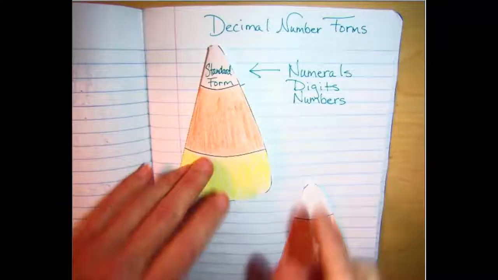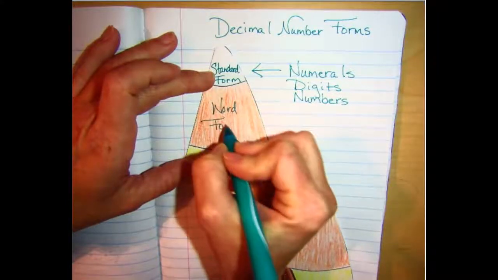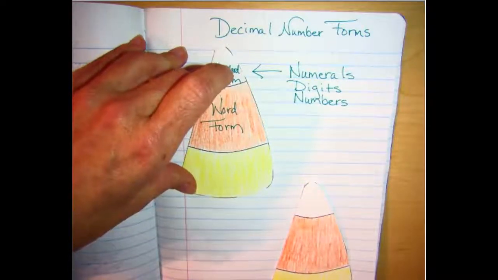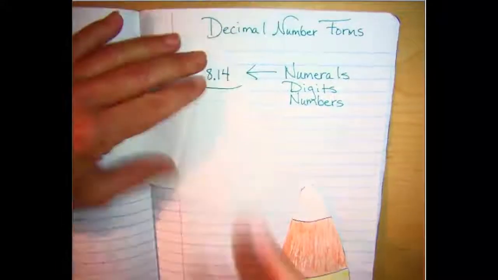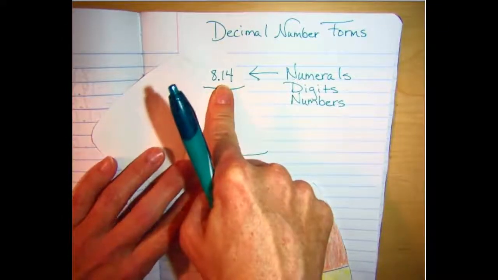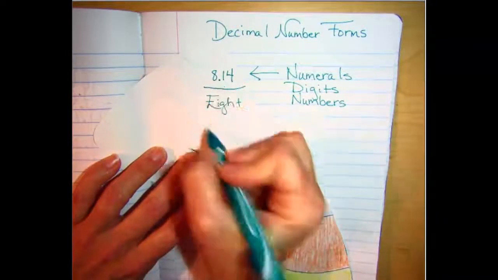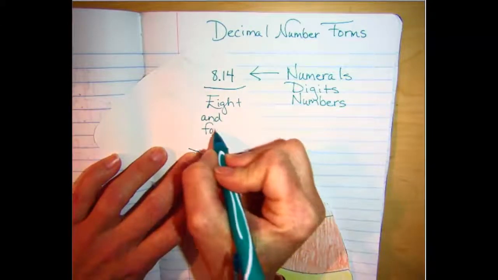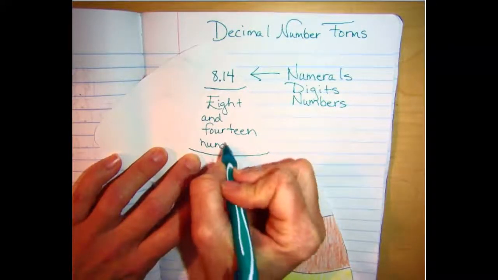What about word form? How would I write that in word form? What's different about word form and how I do it? Somebody different. Dean? When it's in word form, you're basically making that number into words. Yeah, we're just writing it in words. So what words would I write down for that number? 8. And when we see the decimal, we write "and." 14 hundredths. Good. Because we're ending in the hundredths place.